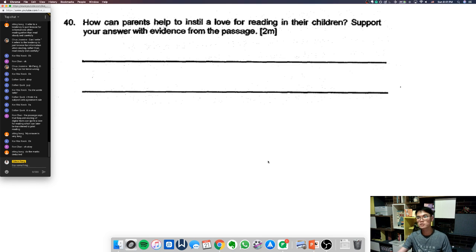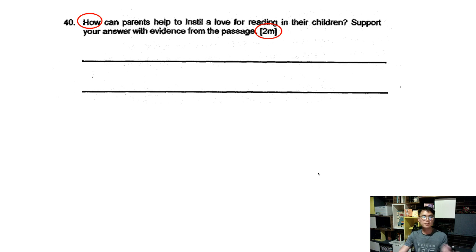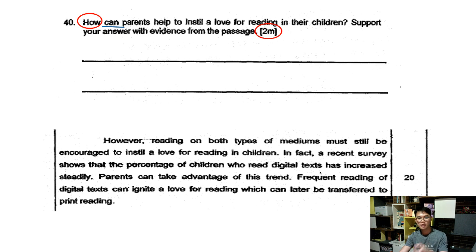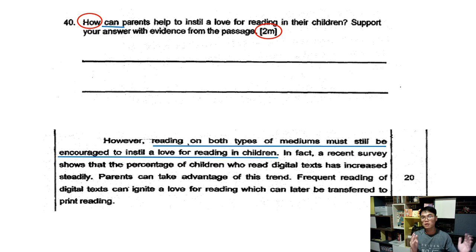Okay? So in the interest of time, I'm just going to review the answer so everybody can see it. Remember, this is a how question. How can, present tense, parents. It comes from line 20, thereabouts. Reading on both types of mediums must still be encouraged to instill a love for reading in children. Notice the keyword is how can parents help to instill a love for reading. So I find the words instill a love for reading right there. Can you see it's underlined here? Instill a love for reading. And the answer is right before it. Again, can you see a pattern? The answer is very close to the keywords.